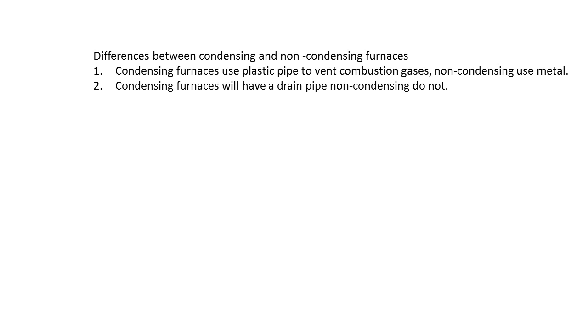The easiest way to tell the difference between these types of furnaces is that a condensing furnace will have a drain and use a plastic pipe to vent its combustion gases, whereas a non-condensing furnace will use metal pipe to vent its combustion gases, and it will not have a drain.